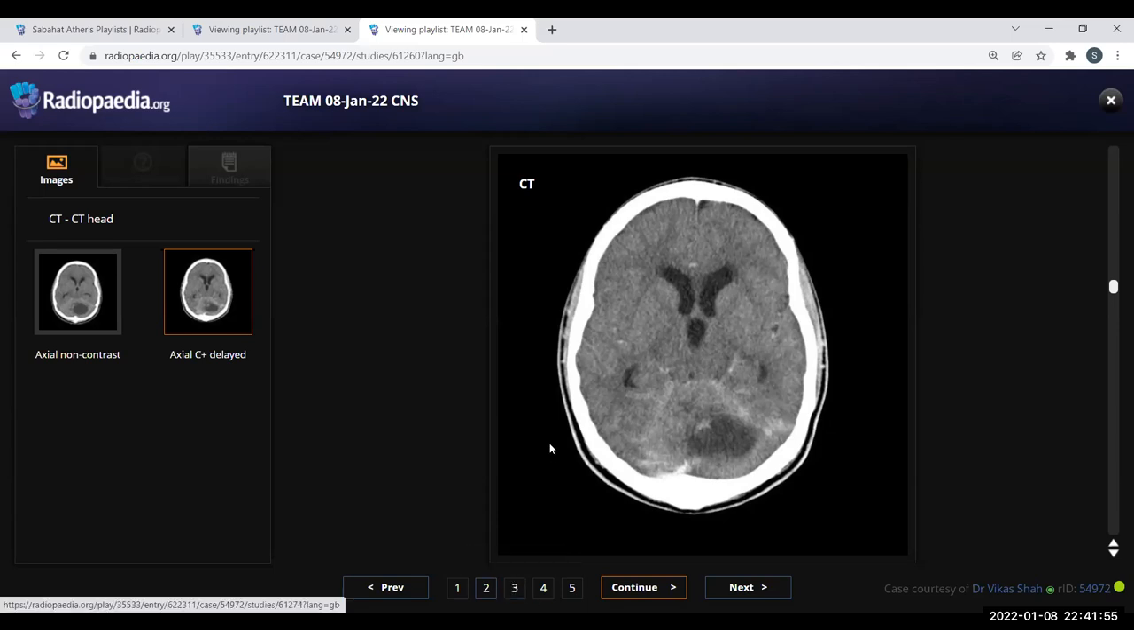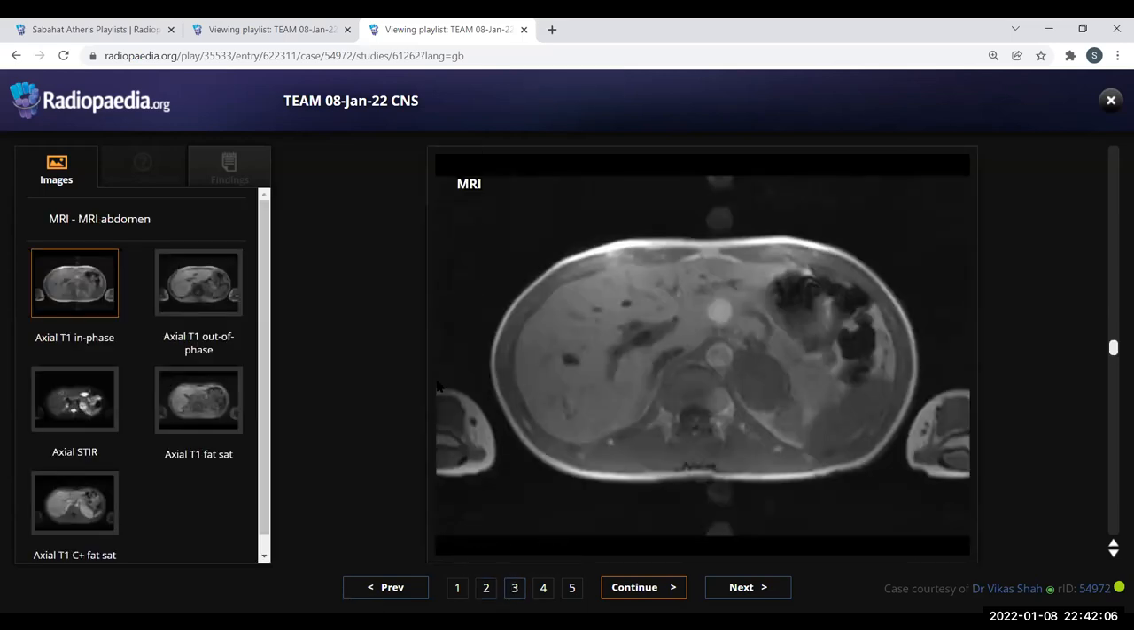Yes, this could be within the spectrum of von Hippel-Lindau, when there is association between hemangioblastoma and hemangioblastoma of the pancreas, liver, and spleen. Also, there will be pheochromocytoma of the adrenals.